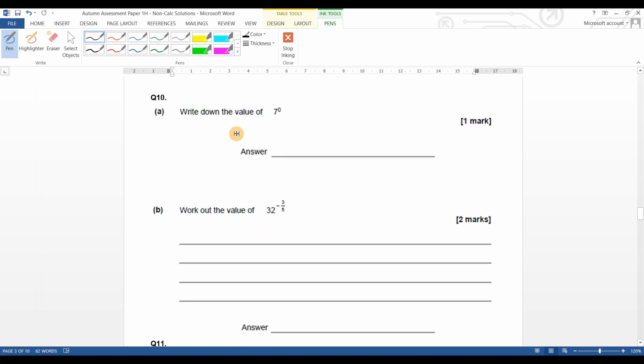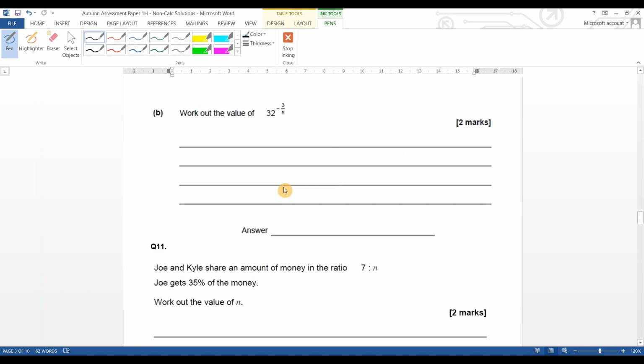Question 10, write down the value of 7 to the power 0. Well, anything to the power 0 is just 1. You just have to remember that. It's one of those questions that a lot of people do get wrong, and they think, oh, it's got to be 0, or it's going to be 7, or some other answer. Completely wrong. Always just think of the power 0 as 1. Yep, it's part of your power rules, right?